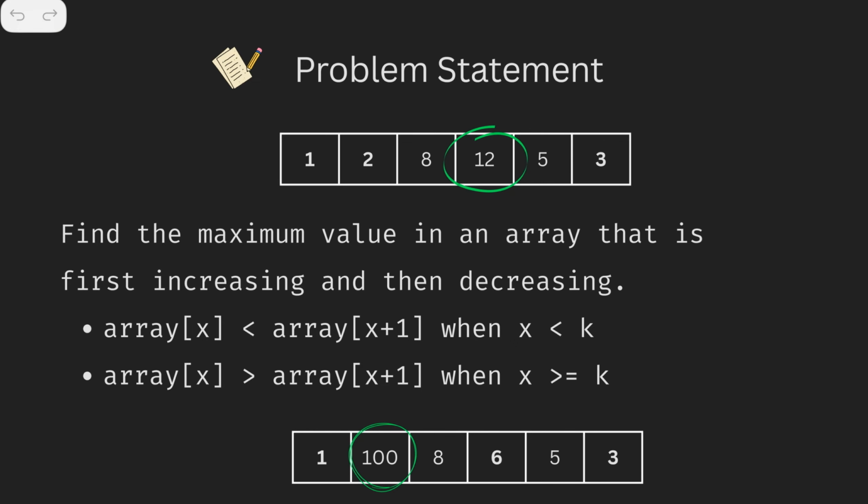So in the given example, look at this: 1, 2, 8 and 12. This is increasing. After that 12, 5 and 3 is decreasing. So the maximum value that we have is 12. Correct? Similarly here, we have 100 increasing. After that 8, 6, 5, 3 decreasing. And this is where our answer is, 100, the largest value. So this is what we need to find.